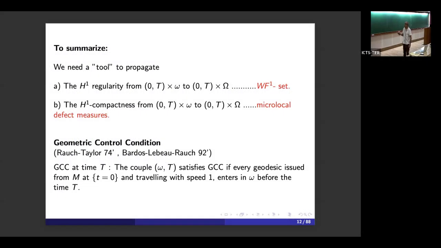H1, H2. And the H1 compactness. This will be done by means of the wavefront set and the microlocal defect measures.